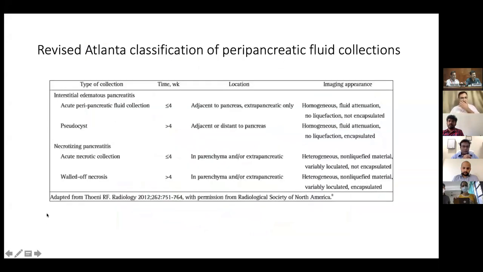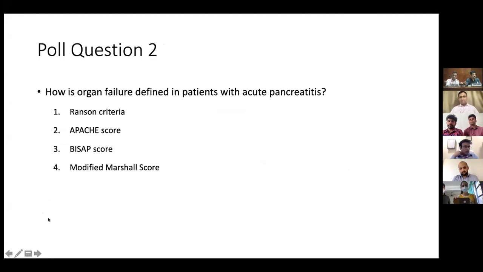The revised Atlanta also gave a classification for peripancreatic fluid collections. They divided it into 4 types: acute peripancreatic fluid collections, or pseudocyst, in the case of interstitial edematous pancreatitis, and in the case of necrotizing pancreatitis, acute necrotic collections and walled off necrosis. Management is largely dependent on these terminologies, which is why we should be aware of them. Coming to the next poll question, how is organ failure defined in patients with acute pancreatitis?